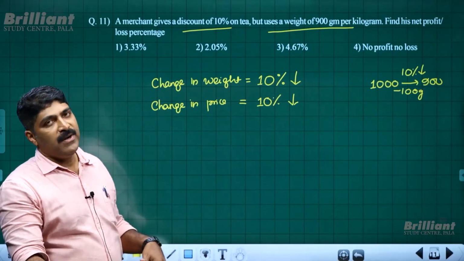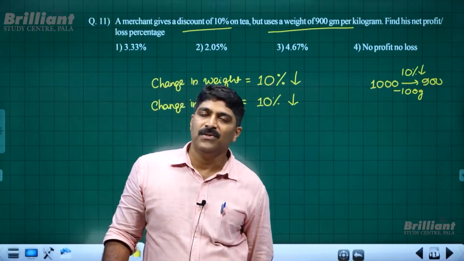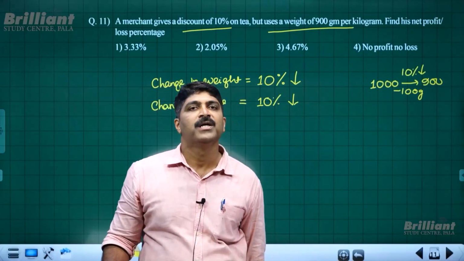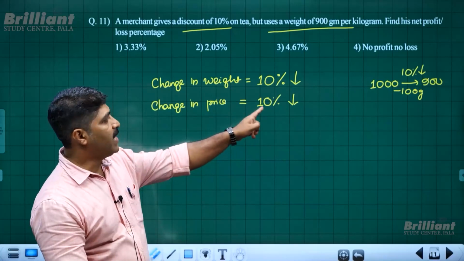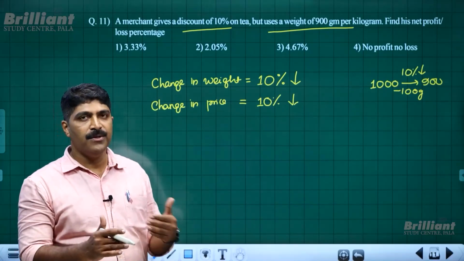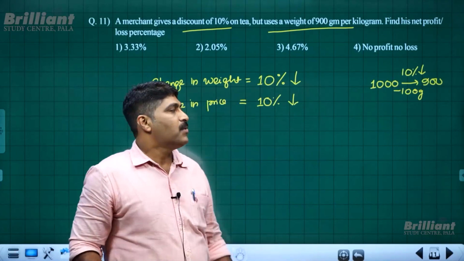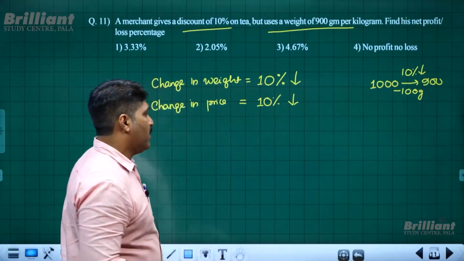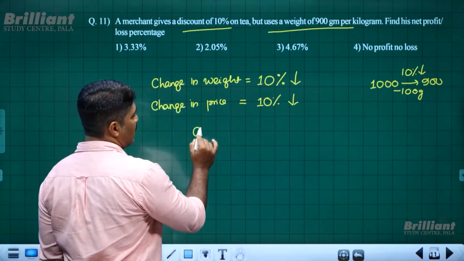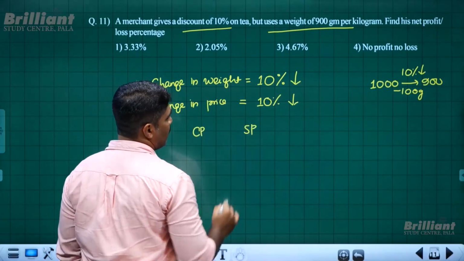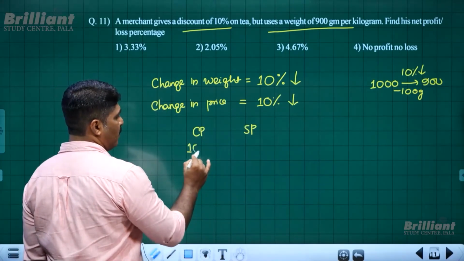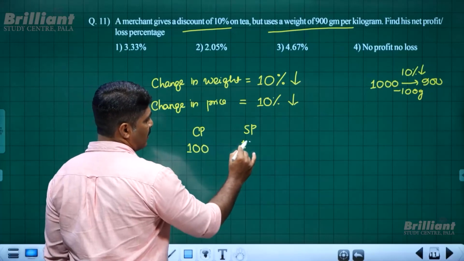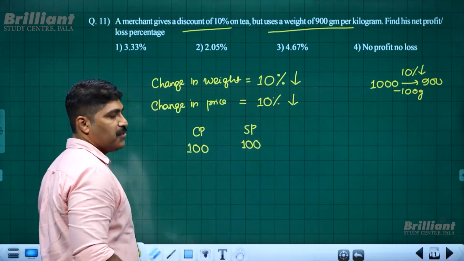Normally, if the seller is dishonest, he'll increase the price from the usual charge. But here he gave a discount of 10%. What is the next step? Here you just consider cost price and selling price. You just start with 100. We are assuming both cost price and selling price are 100 each.